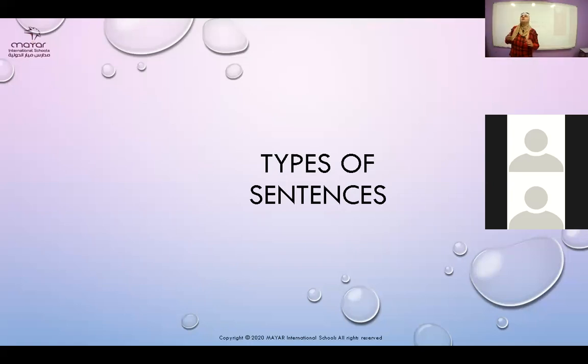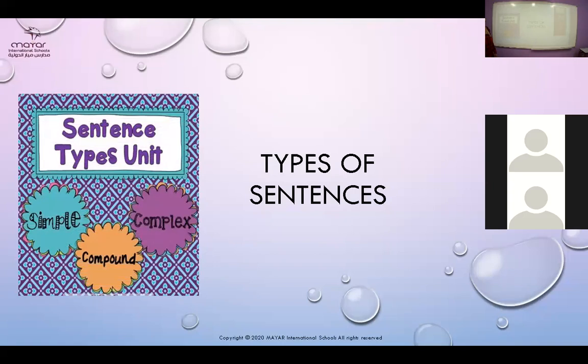Some students will confuse this term, types of sentences, with, for example, imperative, declarative, interrogative, and exclamatory sentences, but we call these kinds of sentences, and the types of sentences we are going to discuss today are different. Today we're going to discuss simple sentences, compound sentences, complex sentences, and compound-complex sentences. Now, the first thing, can you hear me? Yes. Okay, thank you. Types of sentences: simple, compound, complex, and of course compound-complex.